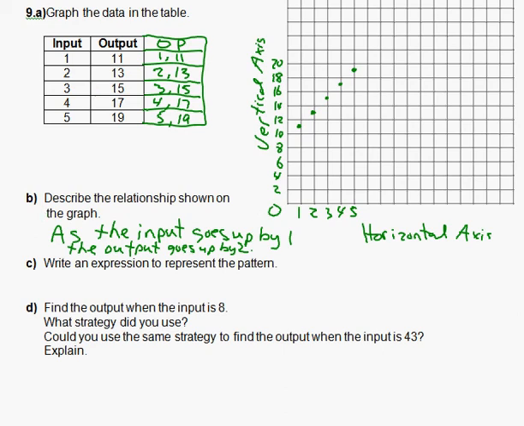Alright, continuing on with question 9, we'll do C and D in this video. We got to write an expression to represent the pattern. Well, basically we got to figure out what's the input-output machine, and then we can write our expression. So let's do that.